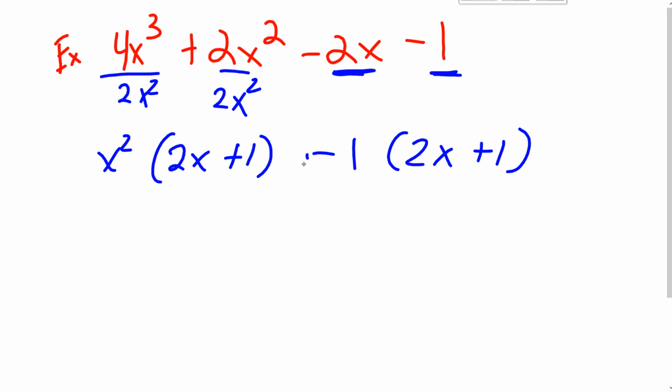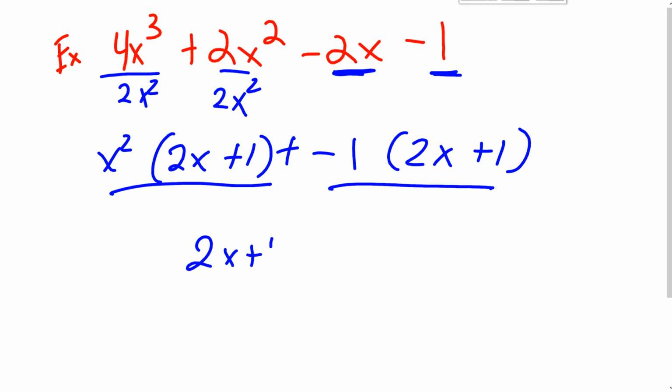And so this negative, I can bring down a plus sign if I want, but this -1, that negative takes care of the plus sign there. But you can leave it in here if you want. So now, what can I factor out of this group and this group? I can factor out a 2x plus 1. So what is left when I factor that out? An x squared minus 1.